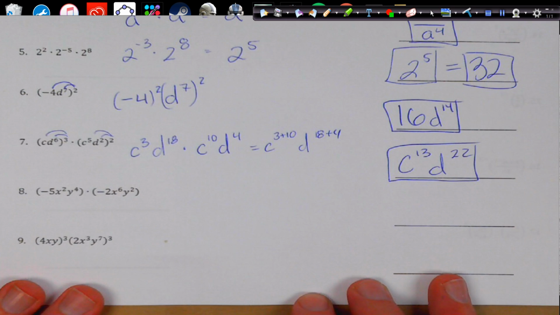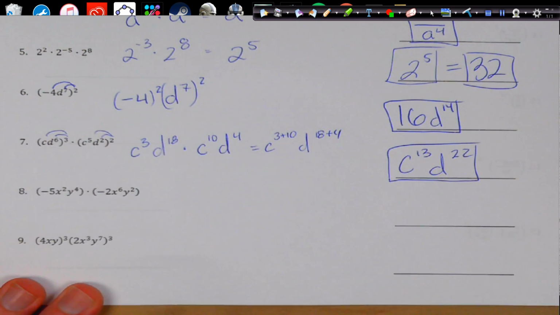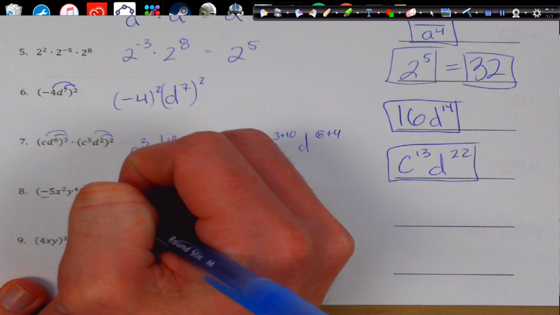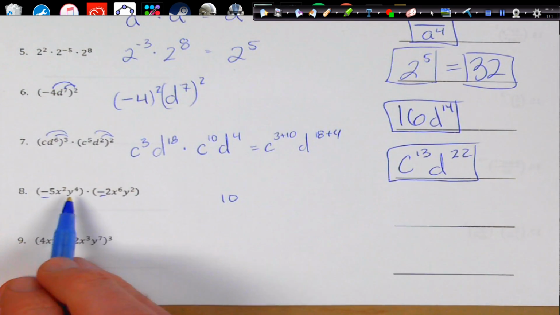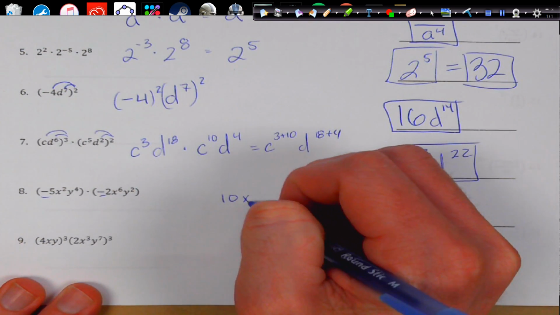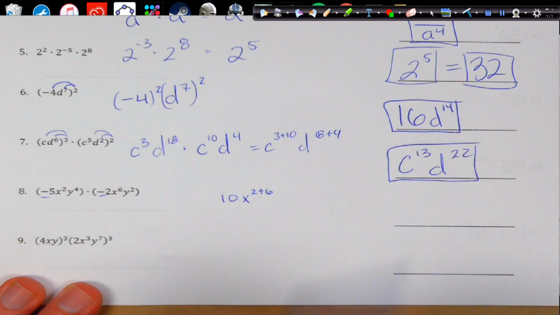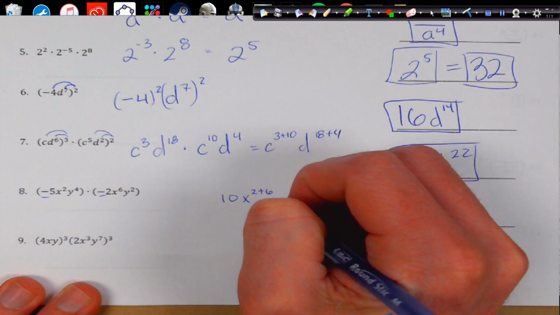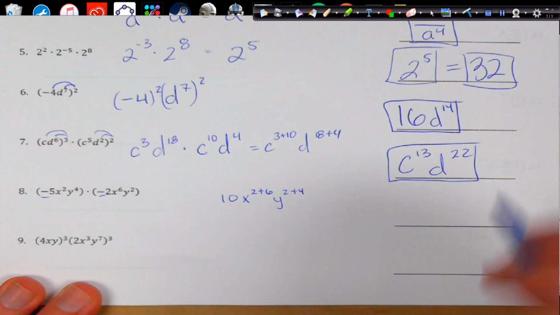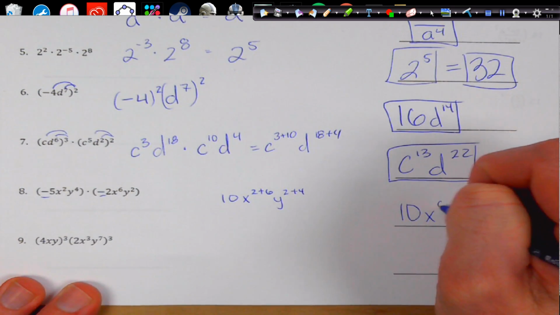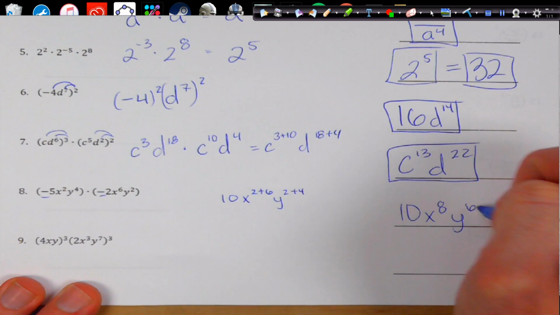The more steps we take, the less likely I am to make a mistake. Now we're multiplying here, so we just have to multiply the whole numbers. That's going to give me positive 10. X squared and x to the 6th, they're going to add exponents. And y to the 4th and y to the 2nd are going to add exponents. And we're going to get 10 x to the 8th y to the 6th.